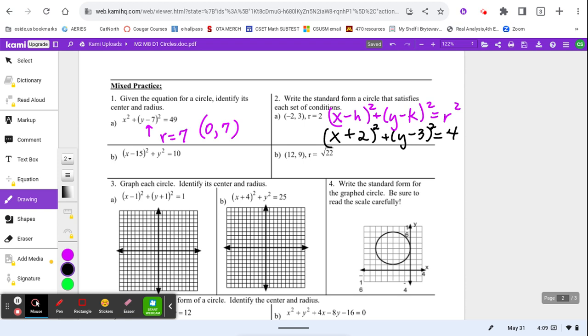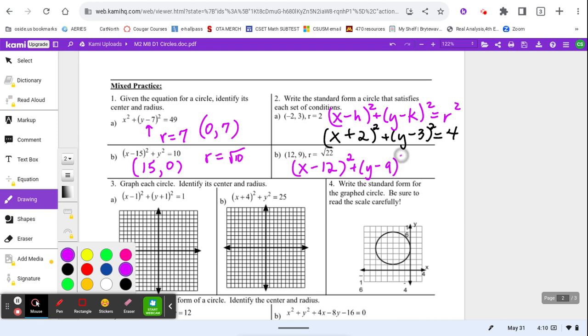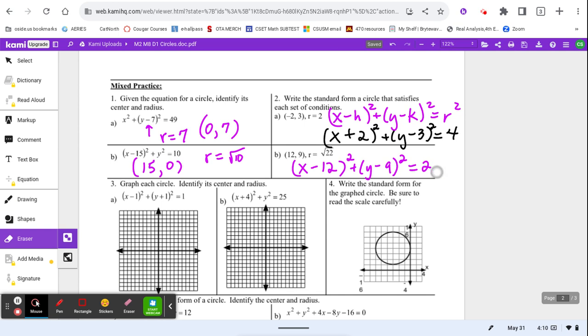All right, next, take out the center and the radius. So center is 15 comma 0. And this time my radius is just root 10. Yes, you can get me the decimal version of that too, but just the square root of 10 is enough. And then again, putting it back into the equation, x minus 12 squared, y minus 9 squared. Root 22 times root 22 is just going to be 22. How'd you do?